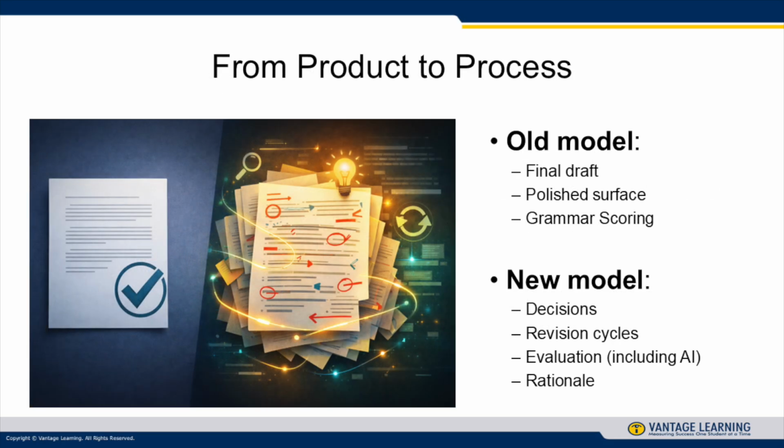For years, writing instruction often emphasized the final product, the completed essay, the polished draft, the rubric score. But when AI can generate a finished product instantly, that model collapses. The real evidence of learning becomes the process, the decisions students make, the revisions they attempt, the evaluations they conduct, their ability to justify their reasoning. The product still matters, but the process reveals cognition, and cognition is now the differentiator.